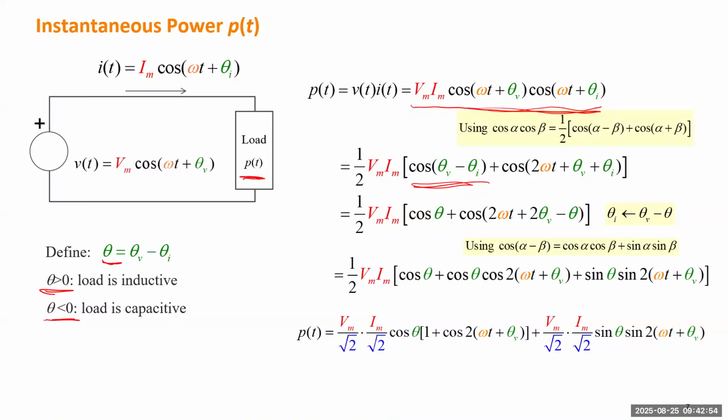This one looks very complex. I'm not going to ask you to memorize this formula, but it's very useful to understand what's happening when the load is not purely resistive, when the load makes the angle between the voltage and current not the same. So the instantaneous power will follow this complex function.